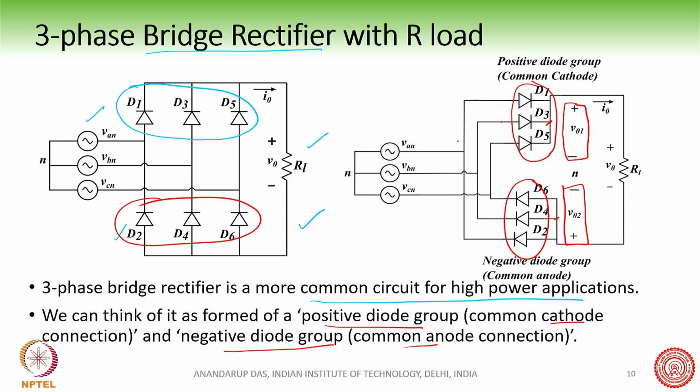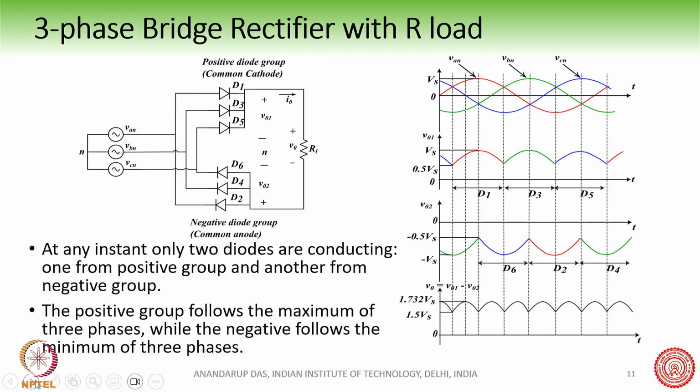So this will produce this kind of output voltage. Therefore it becomes simpler for us to analyze. For example, we can say that this positive group here will produce this kind of a voltage, which we have already analyzed, because this is following the envelope of the maximum. This envelope is basically followed here for the positive group.